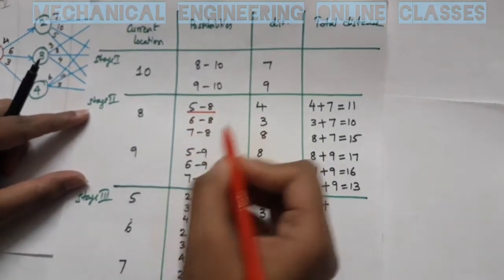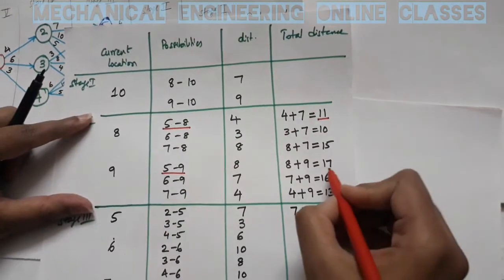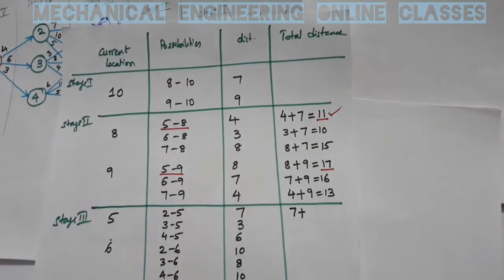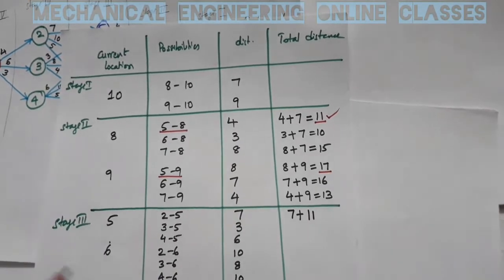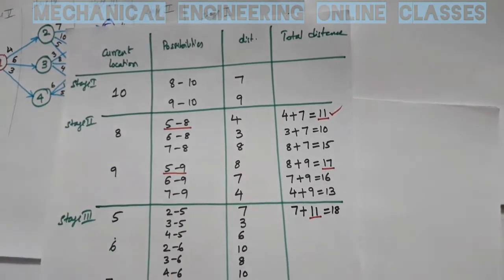When I am checking 5 to 8 and 5 to 9, the total distance comes out to be 11 and 17, of which 11 is the minimum. So I will be adding that 11 here. So this will be 18.